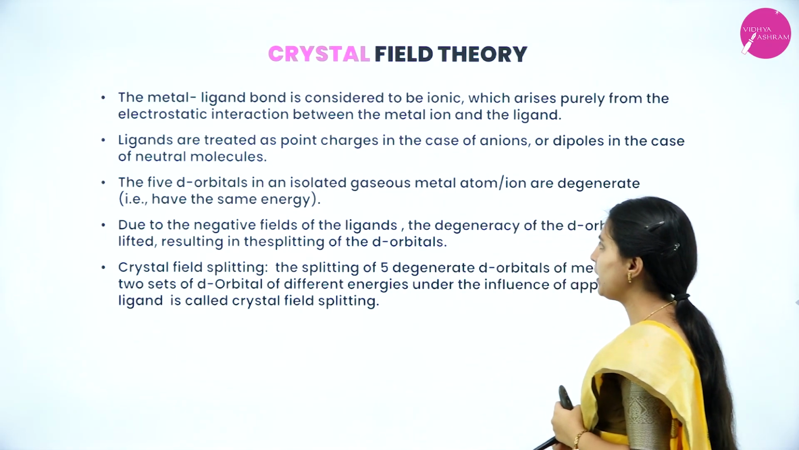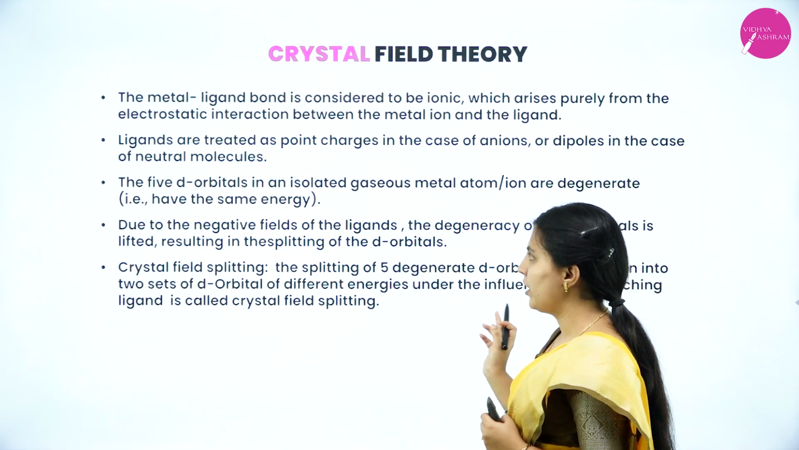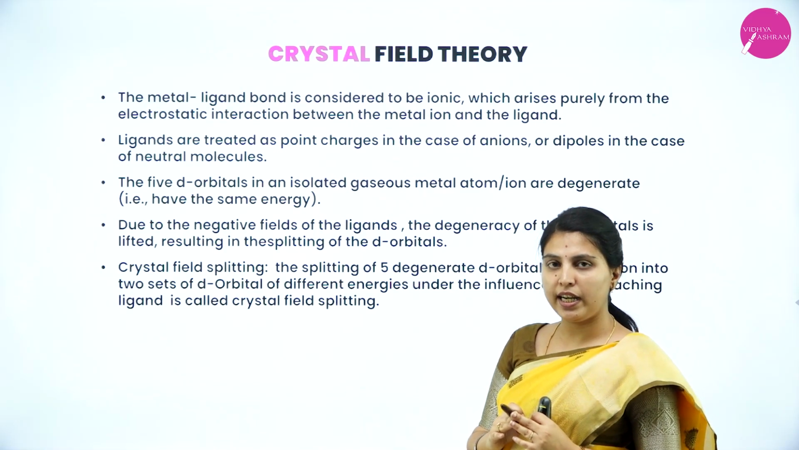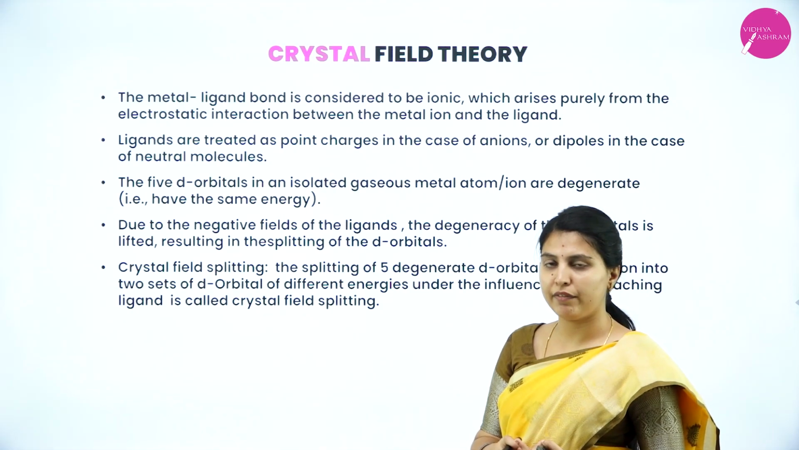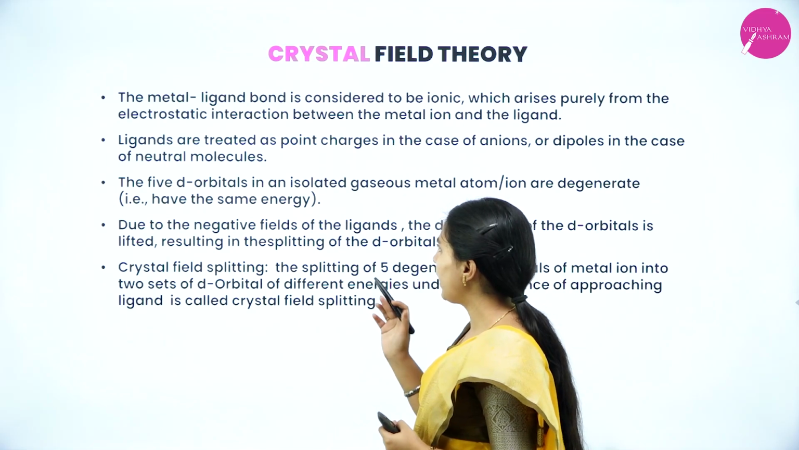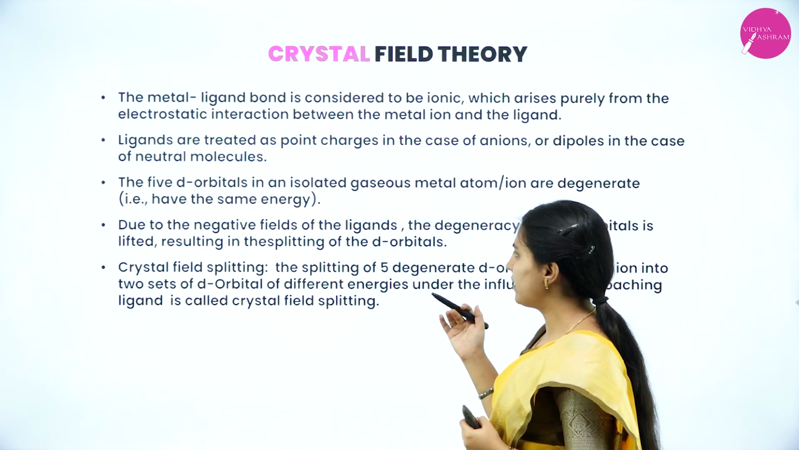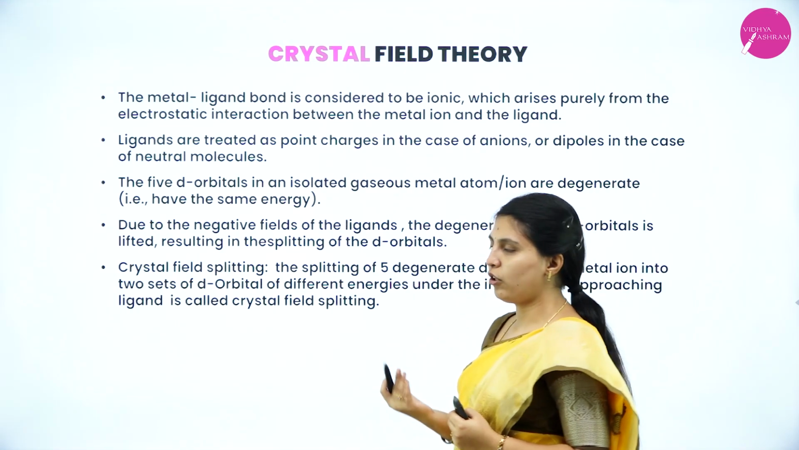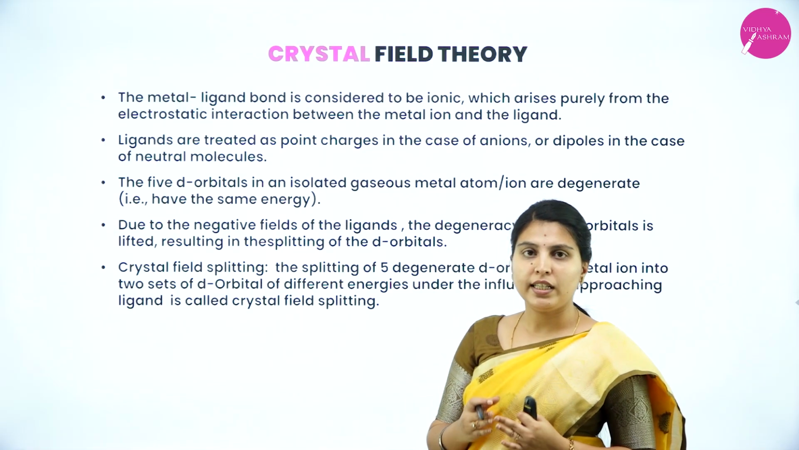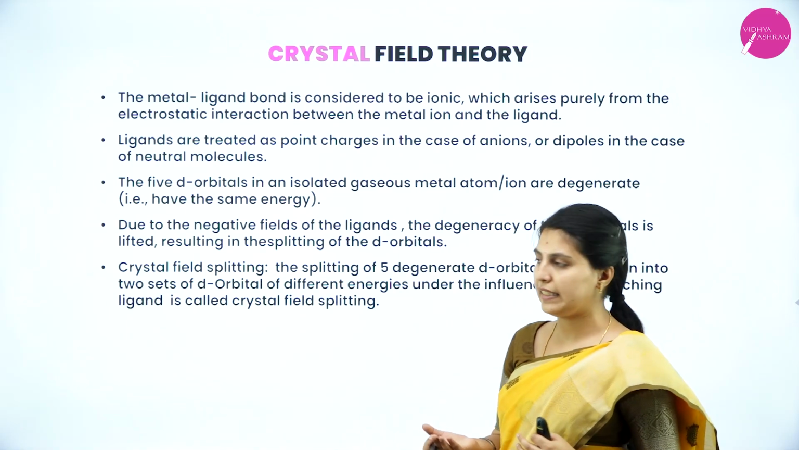The 5 d orbitals in an isolated gaseous metal atom or ion are degenerate, meaning the 5 d orbitals in the isolated gaseous state have the same energy levels. Due to the negative fields of the ligands, the degeneracy of the d orbitals is lifted, resulting in the splitting of the d orbitals. The splitting of d orbitals can be seen.